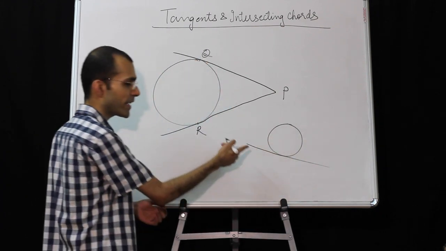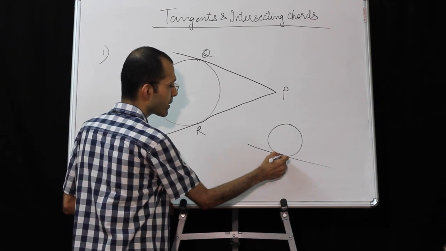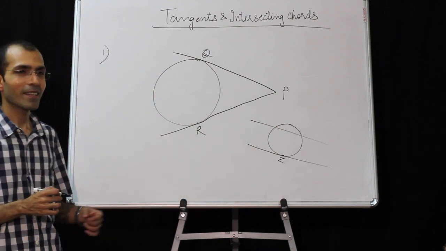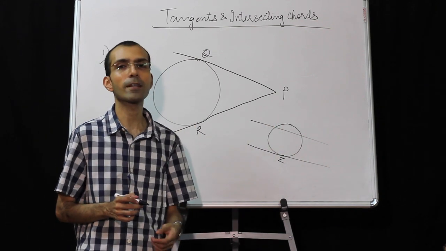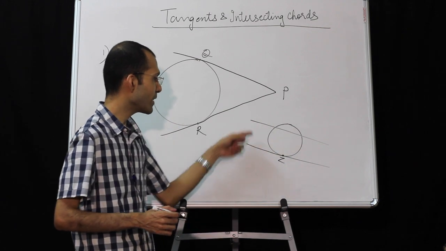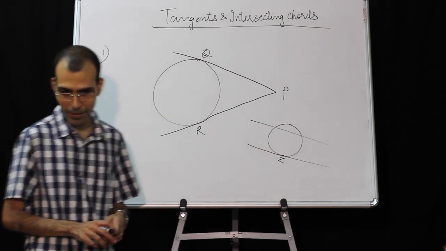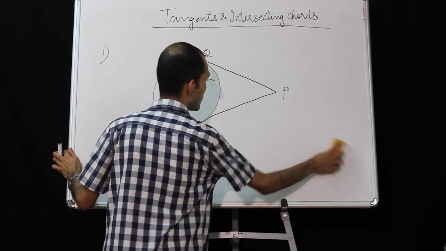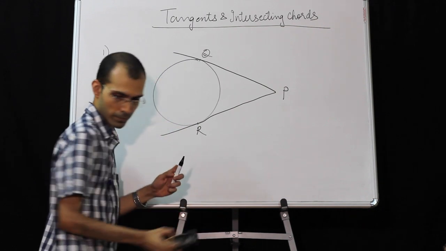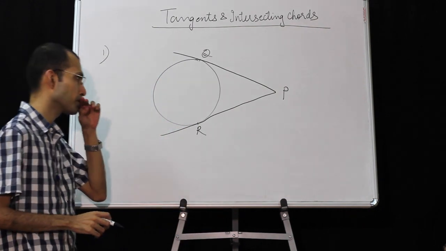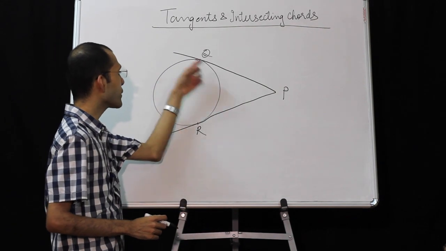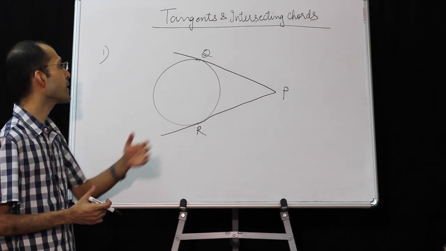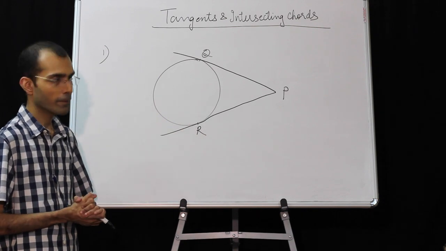See, now this would be a tangent. It is touching the circle at, say, Z. Whereas this would be a secant. It is cutting the circle in two distinct points. So this would be a secant, whereas this would be a tangent. So PQ and PR are the two tangents which we have drawn to the circle.